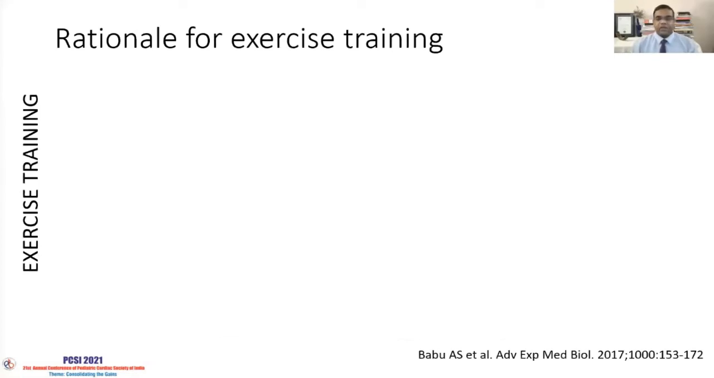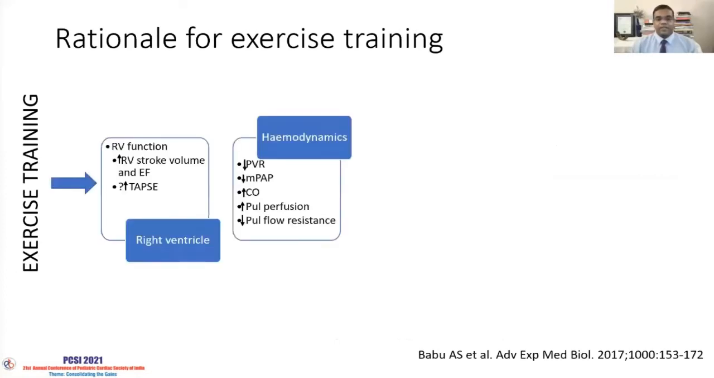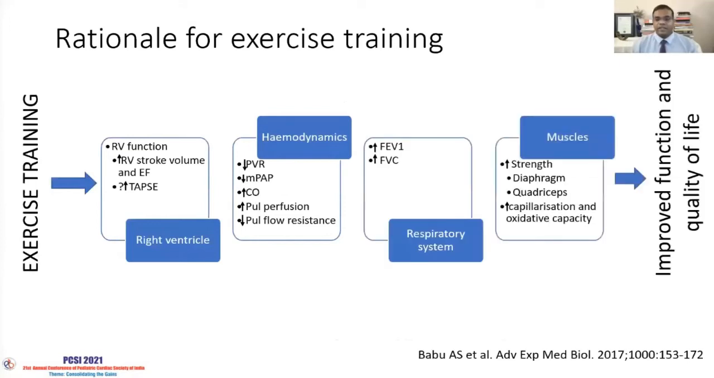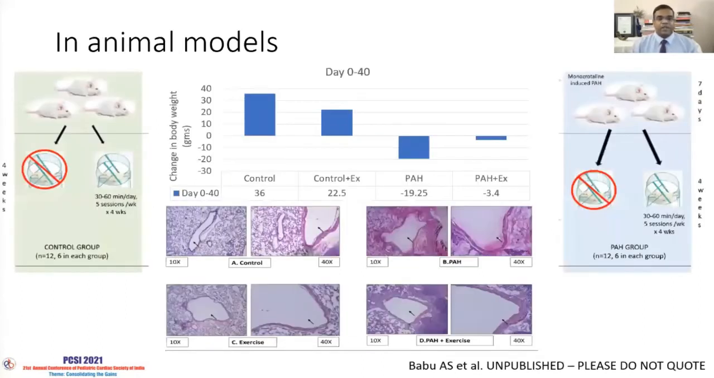So why exercise training? What is the need for it? A lot of the physiological mechanisms contributing to exercise intolerance have been shown to respond to exercise training. And these are changes that have been seen in the RV, the hemodynamics, respiratory system, and the peripheral muscles. Most of the changes, however, are seen in the peripheral muscles, and all these together improve function and quality of life of the patient with pulmonary hypertension.